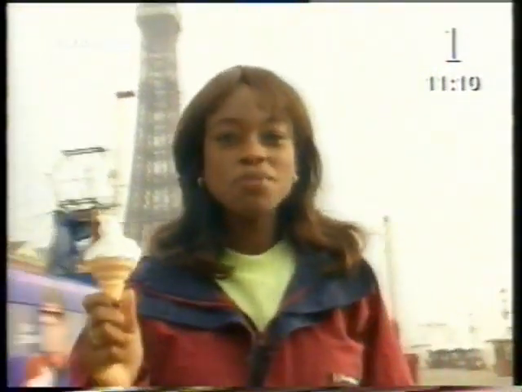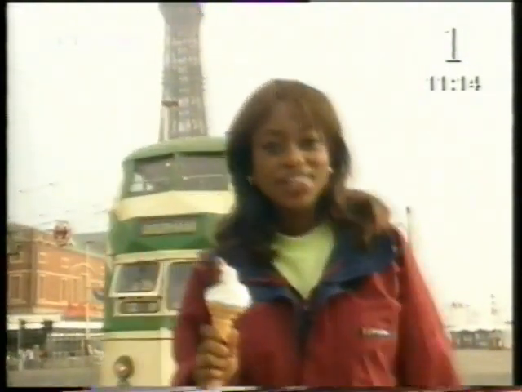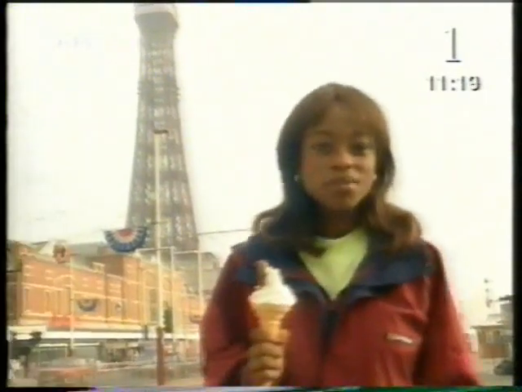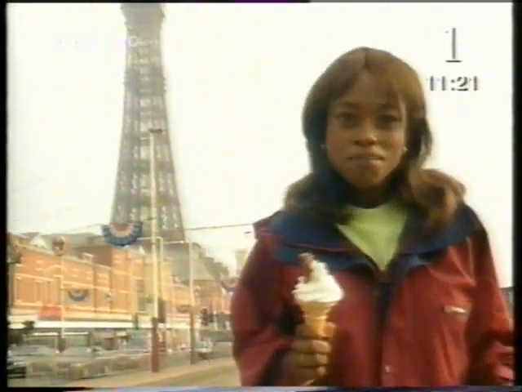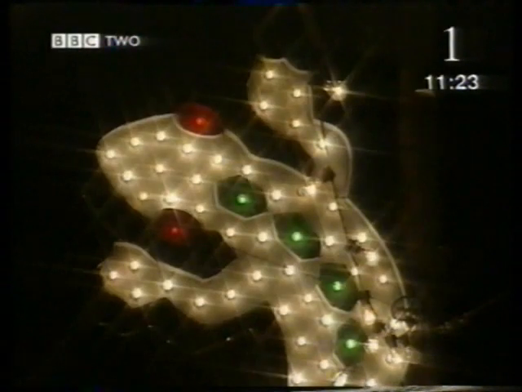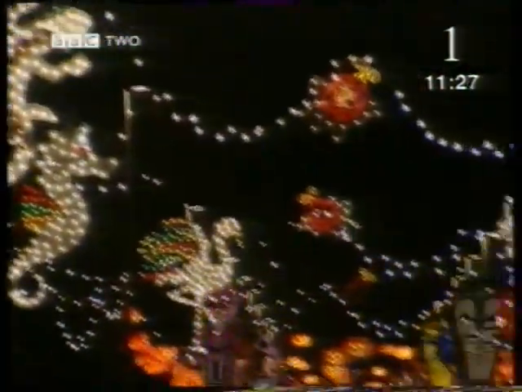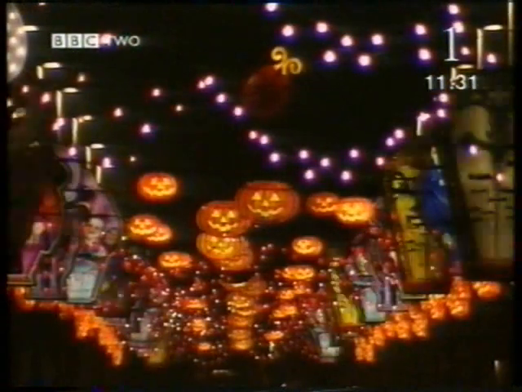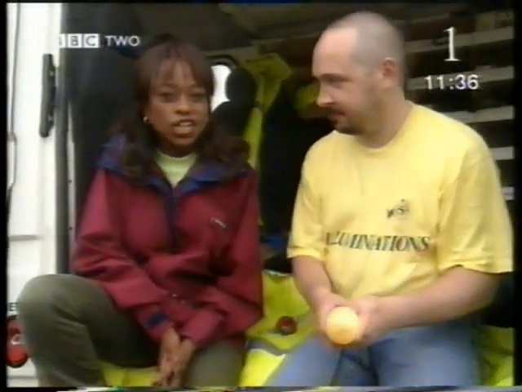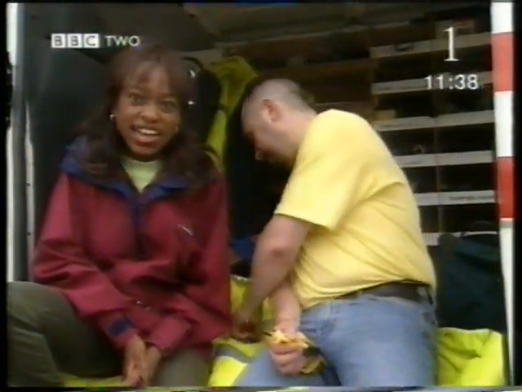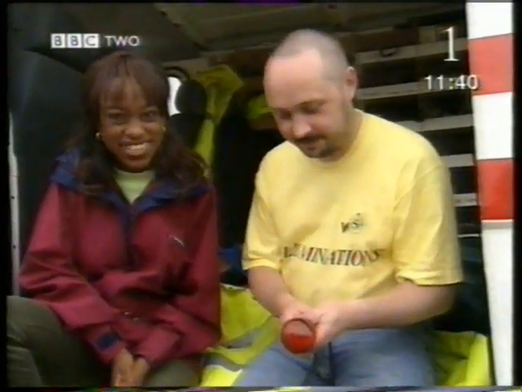I've come to the home of electricity in Britain, Blackpool. This was the first town in the country to have electric arc lighting. It's also home to the world-famous Blackpool Illuminations. I'm with Mike, an illuminations expert. He's checking some of the 500,000 lights.